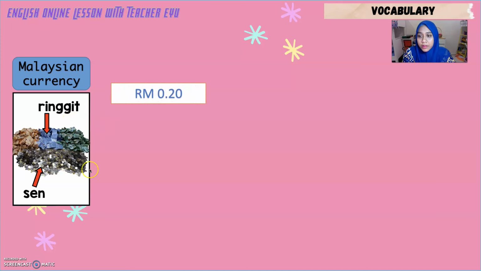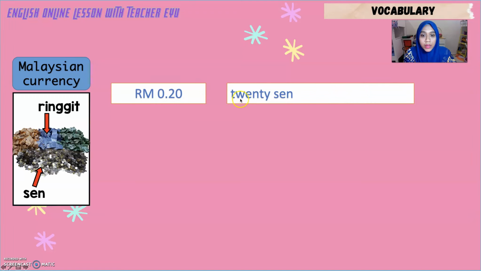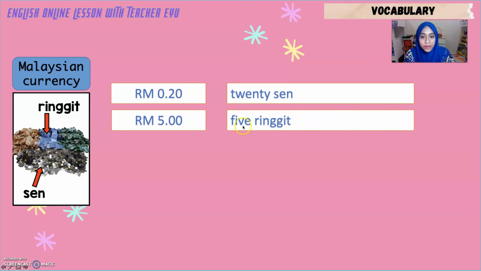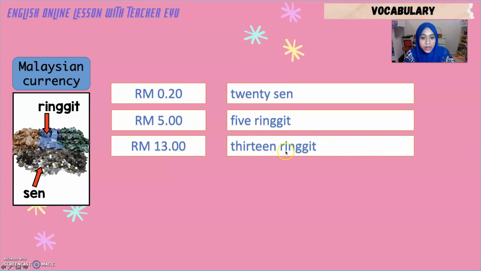For example, we have here RM 0.20. How are we going to say this? 20 cent. Kita sebut dia 20 cent. 20 sen jadi 20 cent. RM 5.00. This is how we say it. 5 ringgit. RM 13.00. 13 ringgit.